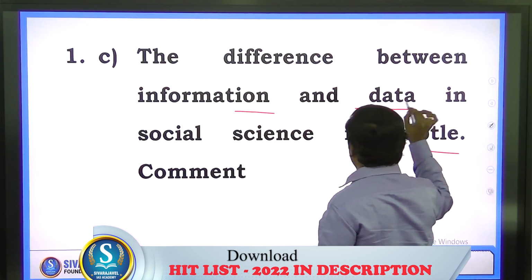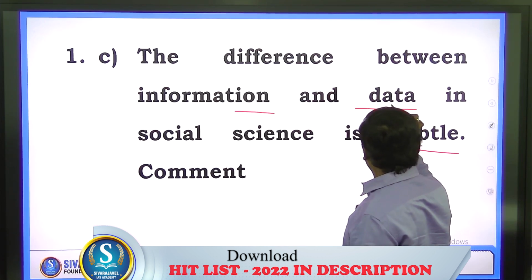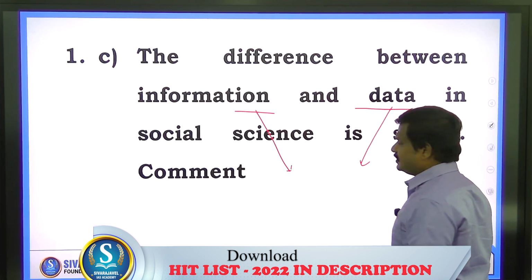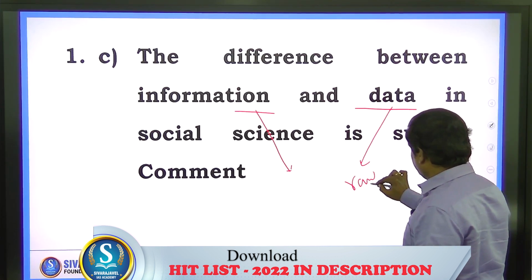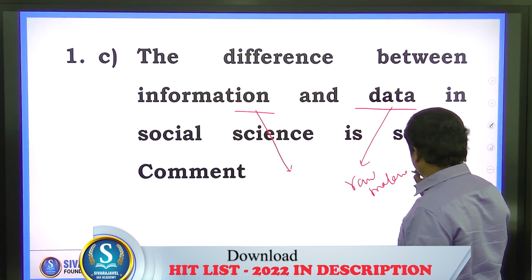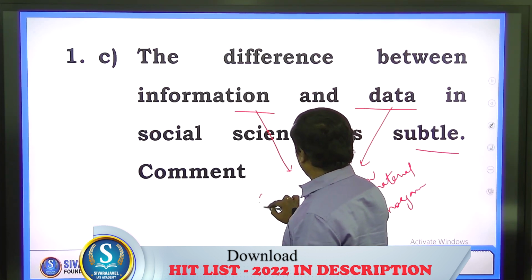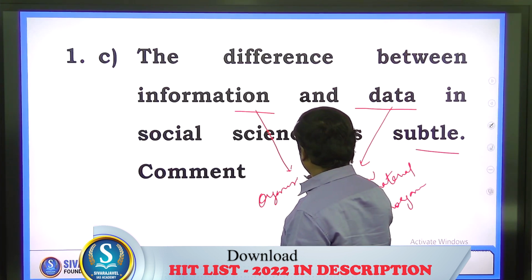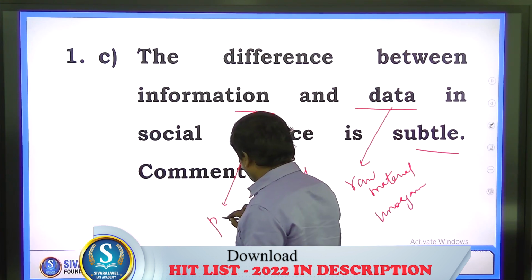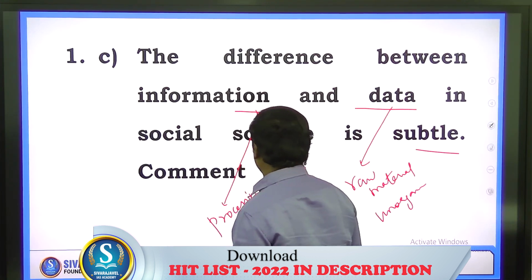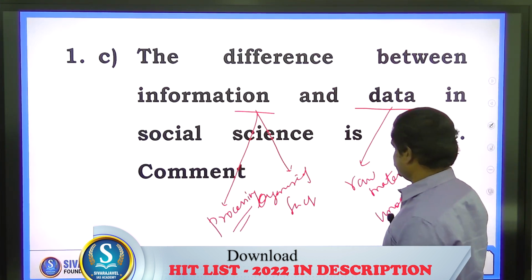Information and data, what is the difference? In the introduction, write what is data, what is information. Data is what? Just a raw material. It is only a raw material. It is unorganized fact. Whereas information is an organized fact. It is an organized fact which comes out of the processing of the data. So, it comes out of the processing of the data called information.